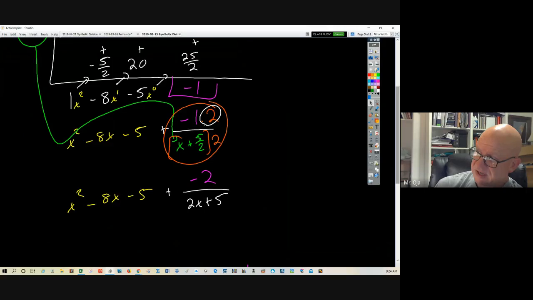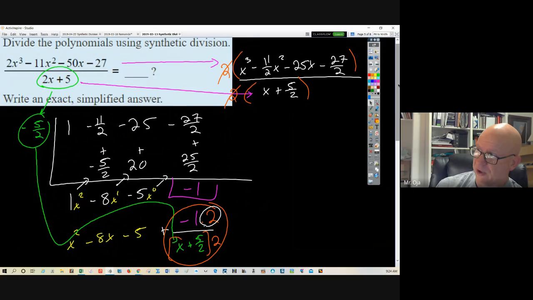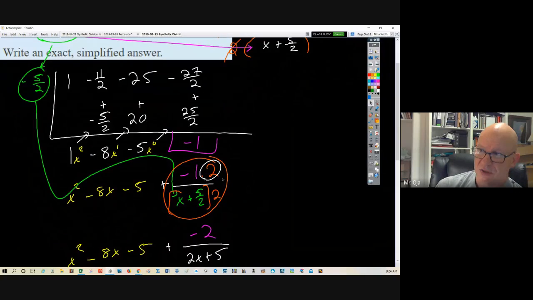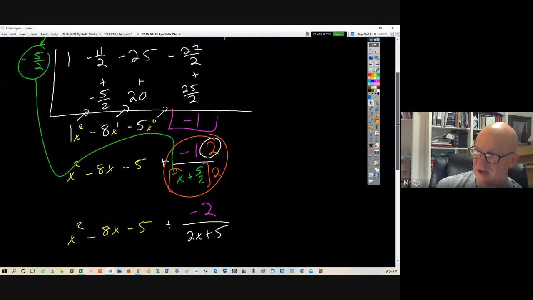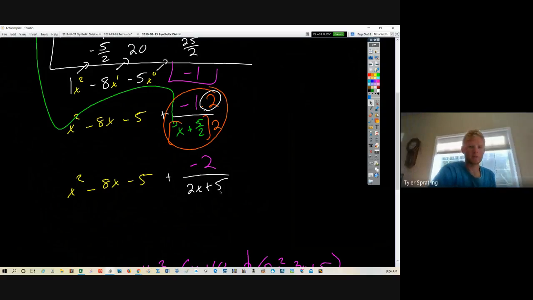Really, that last step is always going to be this way. You notice what we did? We just undid the first step we did up here. We divided out the 2's at the beginning. Now we distribute that 2 to the denominator and the numerator in this last term. So I end up with negative 2 divided by 2x plus 5. Does that make sense? Yeah, that makes a little bit more sense.